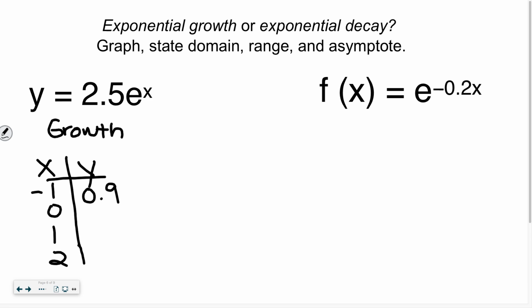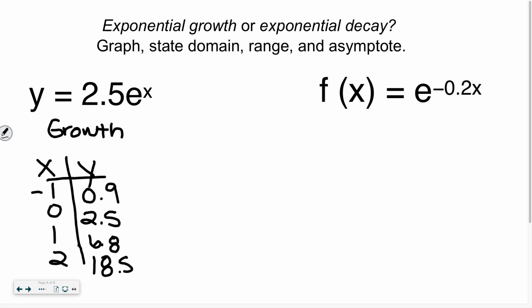What's going to happen when you put 0 in? 2.5, because e to the 0 is 1. And then I'd probably go back to my calculator at this point. 2.5 times e. It's 6.8. And 18.5. If anybody's having trouble calculating with e, let me know. We just want to make sure that you can use your calculator.